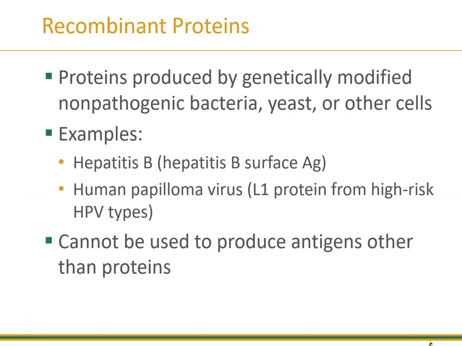The HPV vaccination is made from genes for the L1 protein, and L1 is a type of capsid protein for different types of HPV, so it will protect against possible cervical cancers, anal cancers, and other types of genital cancers. So these cannot be used to produce antigens of other proteins. That's why they use recombinant.